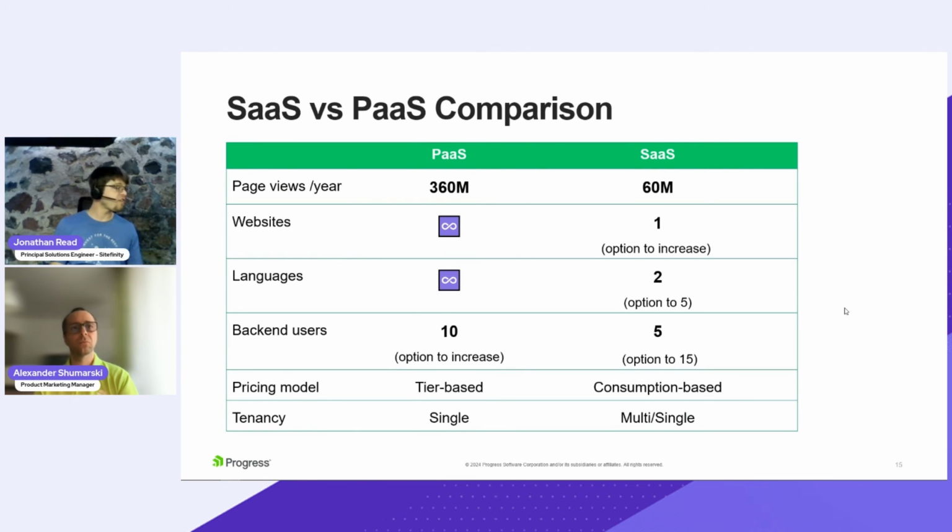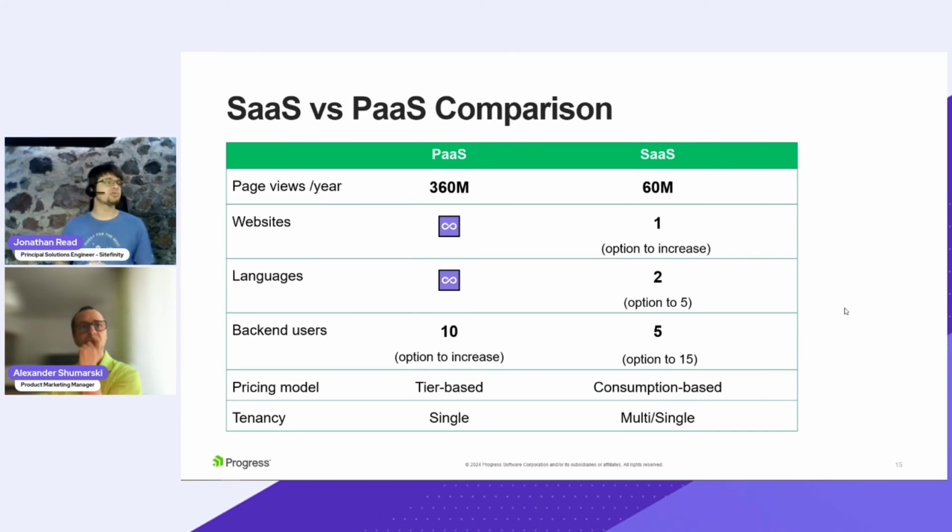PaaS is infinite websites, right? I mean, you can have as many as you want. You still do have to purchase domains or subdomains that go along with platform as a service. With SaaS, when you add a website, you get a domain with it, but those could be used for other features as well. Languages, we're going to include 2 languages out of the box with the SaaS model. We can increase that up to 5, and it's infinite in the PaaS model.